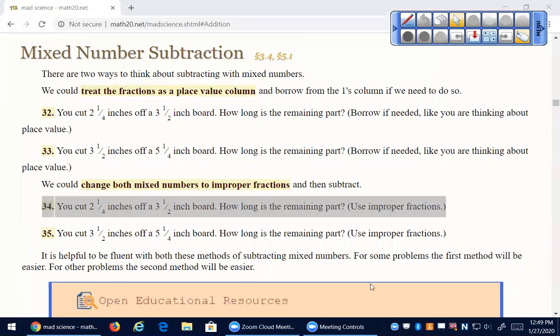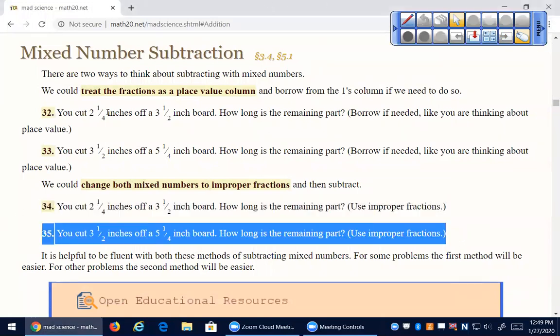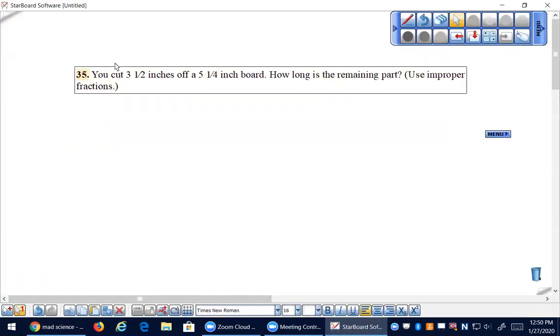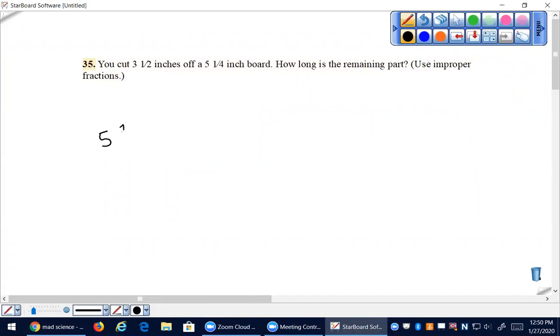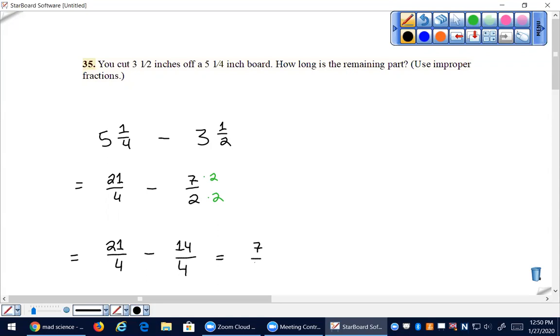So let me finish with the fourth one. So if you didn't like that borrowing business we did, then you could say even this one that had borrowing the first time, we don't need to borrow. We'll just use our improper fractions and everything will be happy. So pick your favorite routine. When you're asked to subtract mixed numbers, either way can work.